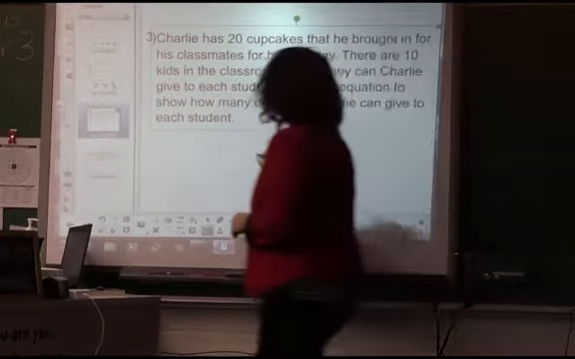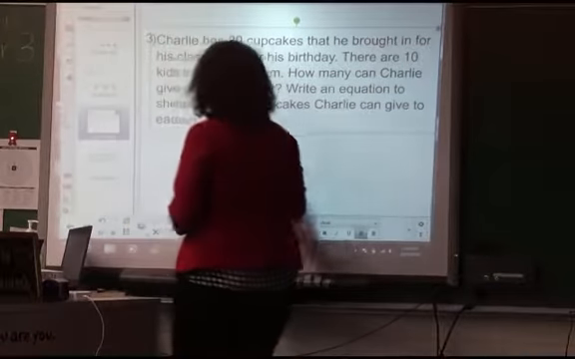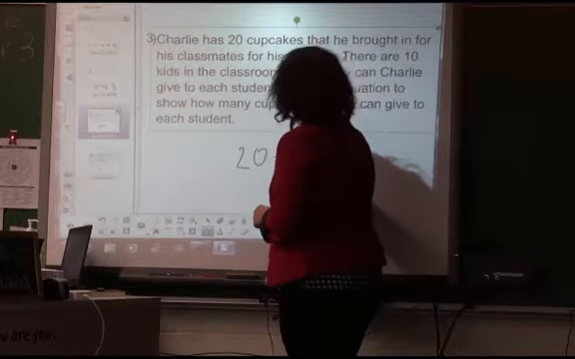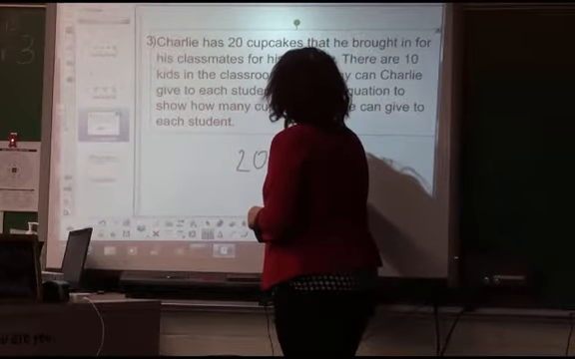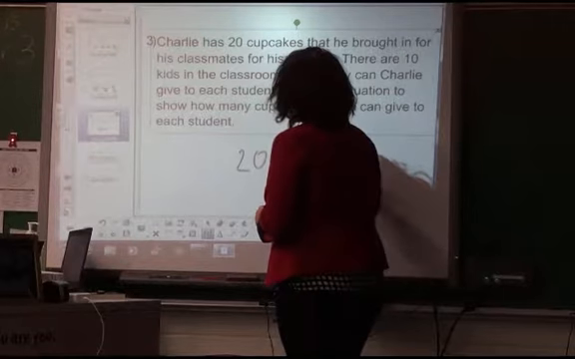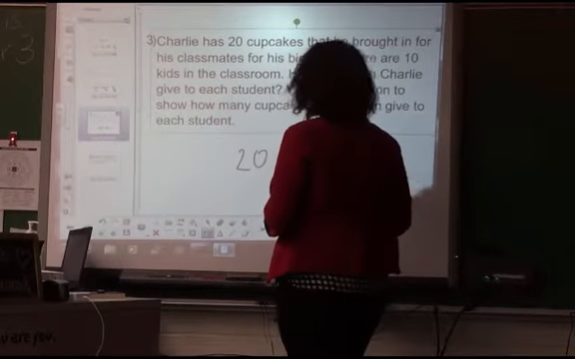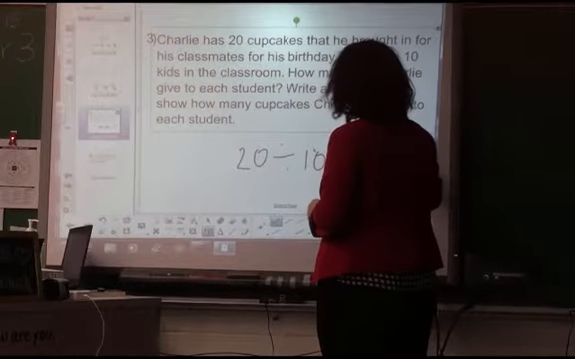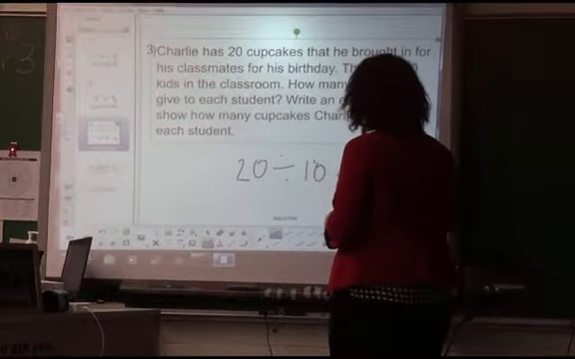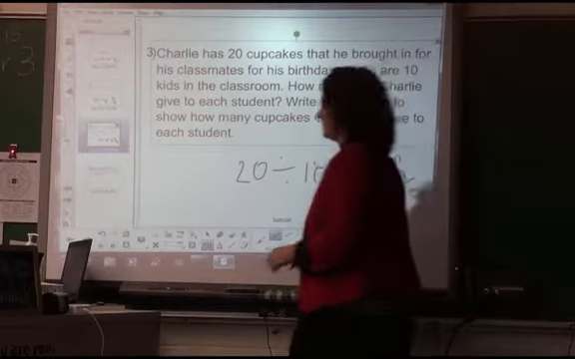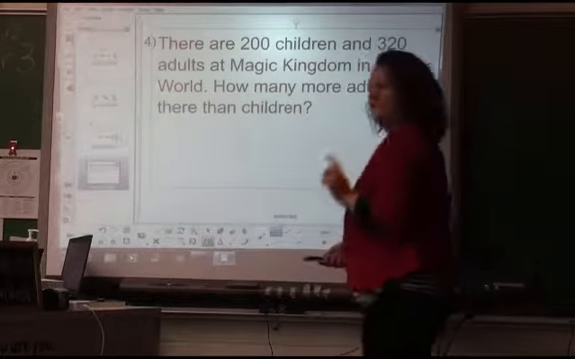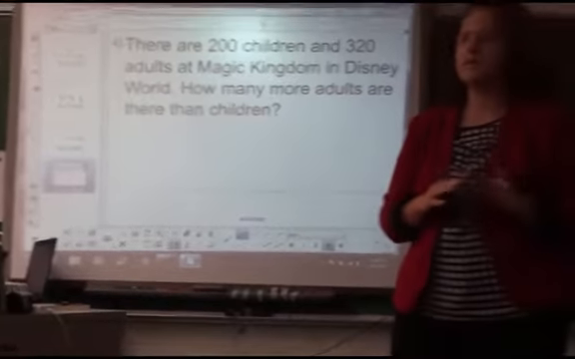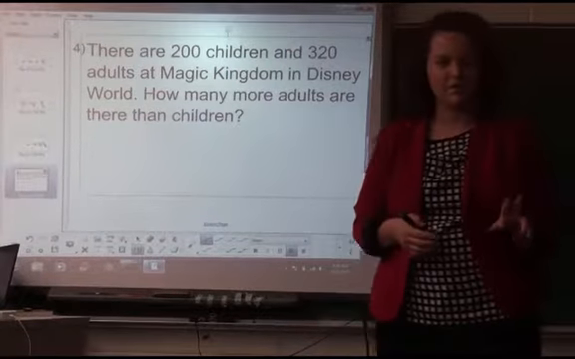So he has 20 cupcakes, and there's only 10 kids in the classroom. So all we're going to just do is do 20 divided by 10, which gives us 2, right? Because if we do 2 times 10, that gives us 20. So each student can get 2. Great. So now we've gone over all 4 operations. We've done division, multiplication, subtraction, and addition, and we've done the 2-step word problems.